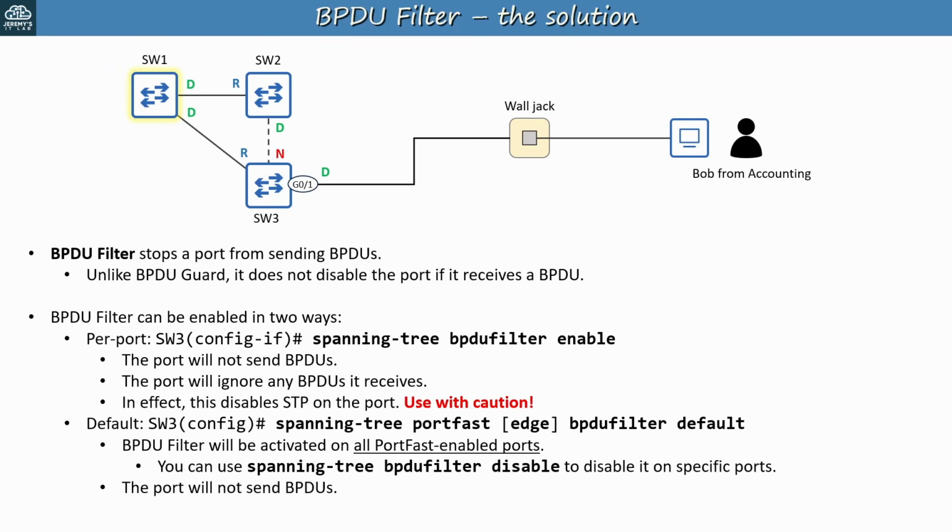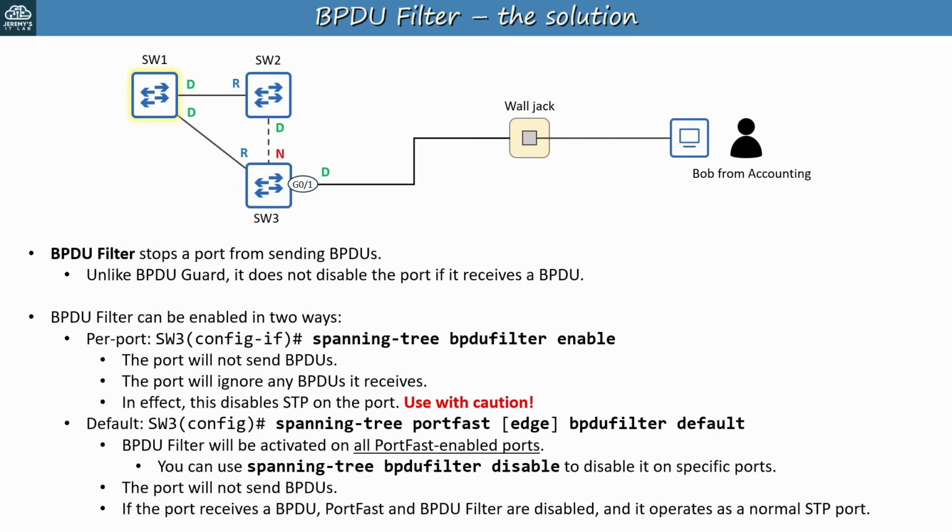When BPDU Filter is activated on a port by default, the port will not send BPDUs, just like above. But here's the difference. If the port receives a BPDU, PortFast and BPDU Filter are disabled, and it operates as a normal STP port. This is the best of both worlds. Under normal circumstances, the port doesn't send BPDUs, but if it receives BPDUs, it is able to react appropriately. It doesn't just ignore them.